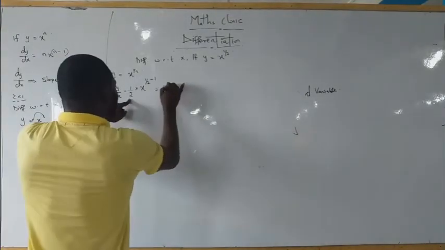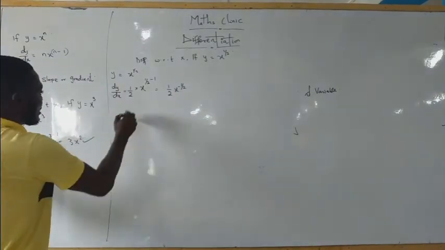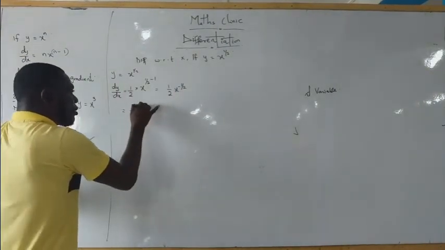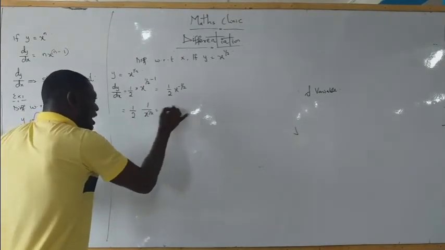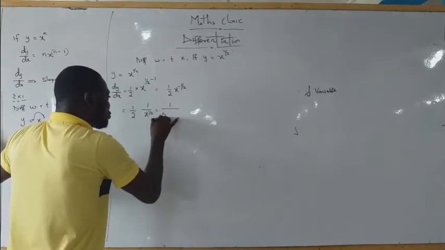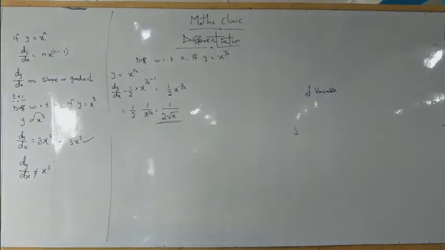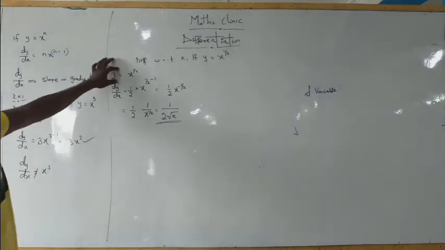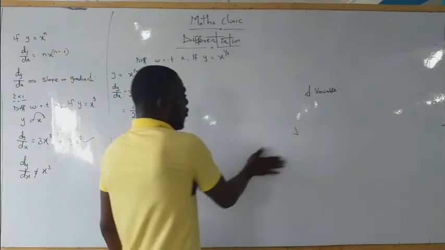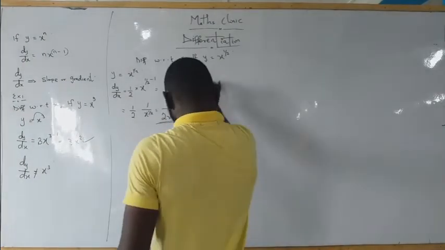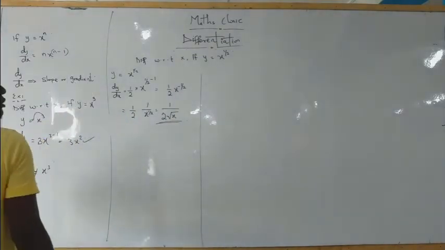And this is still the same thing as 1 over 2 x raised to power minus 1 over 2, which is still the same thing as 1 over 2 times 1 over x raised to power half. That becomes 1 over 2 root x. That's the answer. The derivative of x raised to power half is 1 over 2 root x.